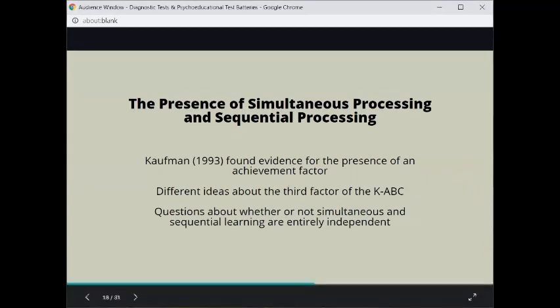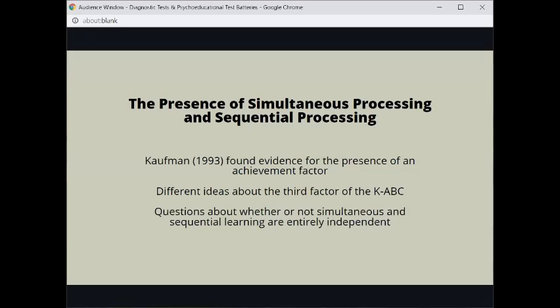Factor analytic studies of the KABC have confirmed the presence of a factor researchers labeled simultaneous processing and a factor labeled sequential processing. It is an achievement factor that researchers have had difficulty finding. Kaufman found evidence for the presence of an achievement factor, but independent researchers have different ideas about what that third factor is. For example, Good and Lane identified the third factor as verbal comprehension and reading achievement, Kaufman and McLean as achievement and reading ability, and Keith and Novak as reading achievement and verbal reasoning. Whatever the factor is, the KABC achievement scale has been shown to predict achievement.